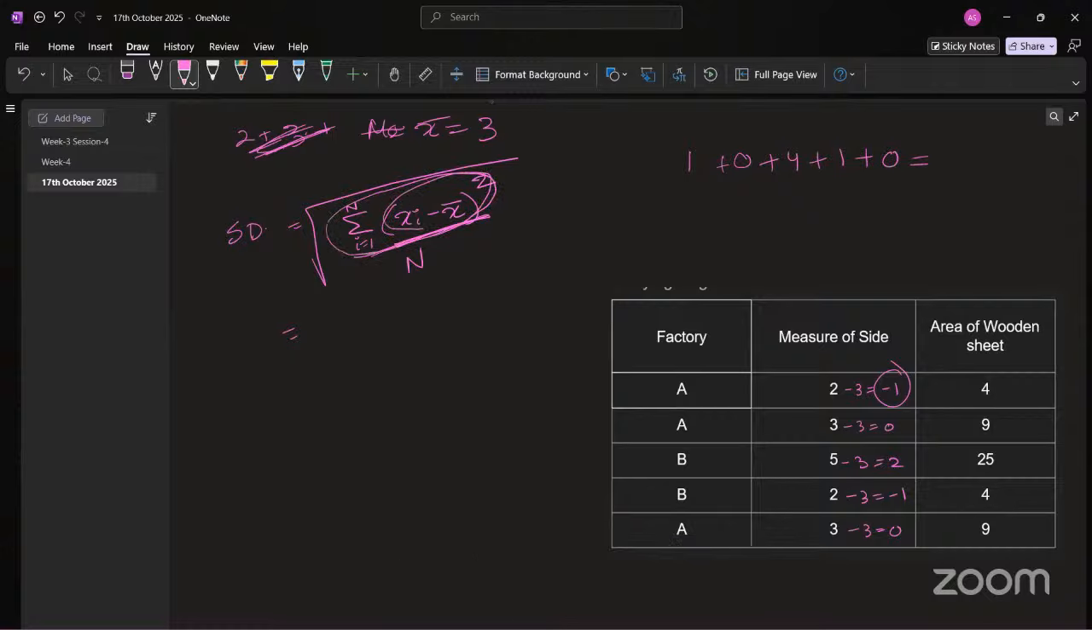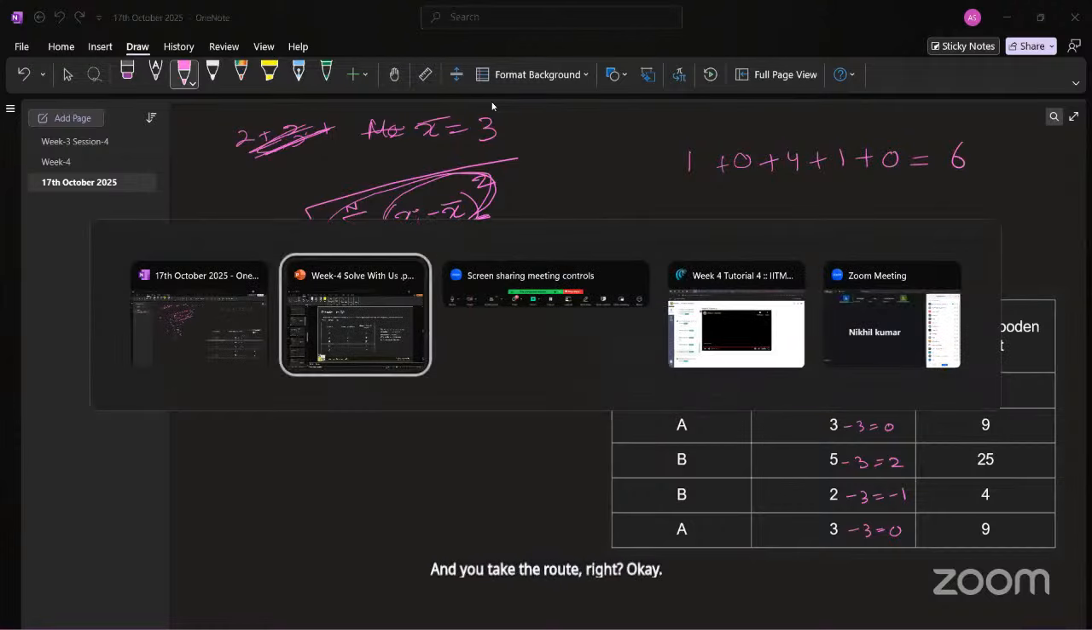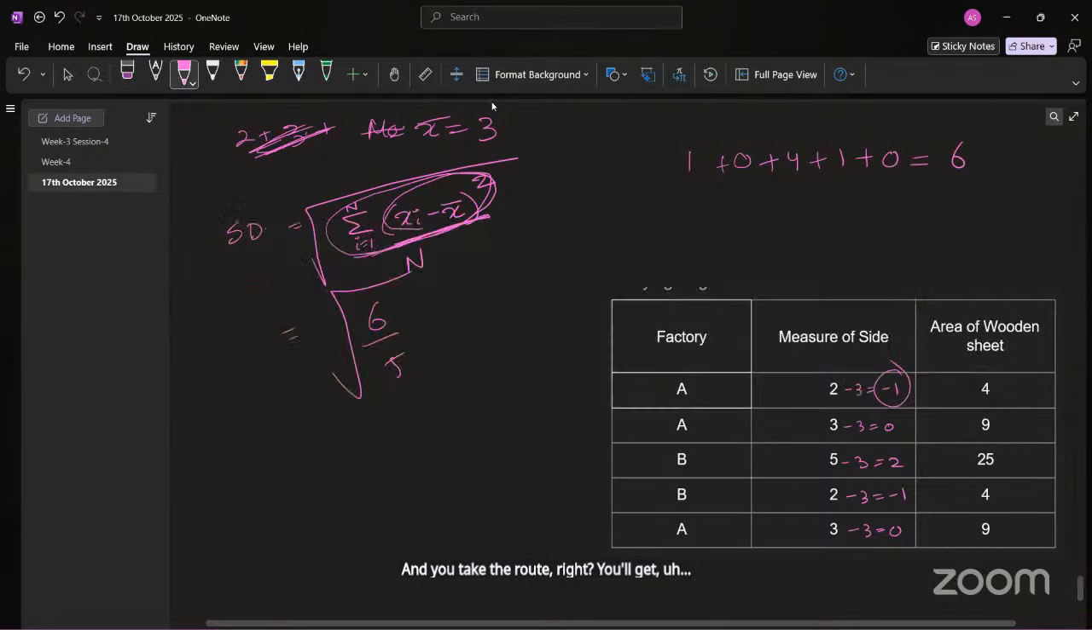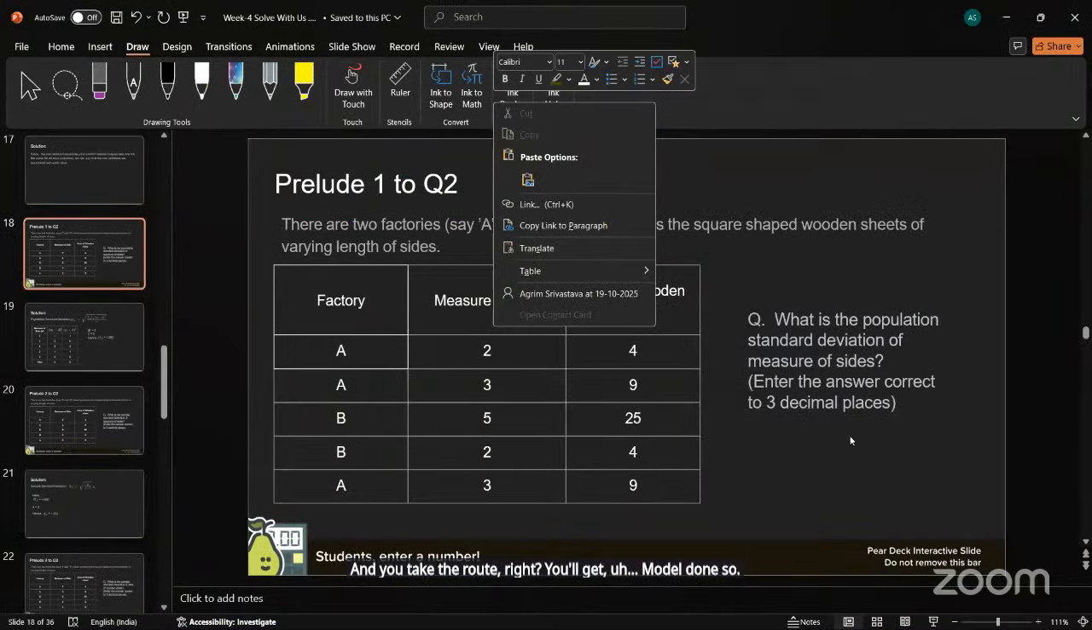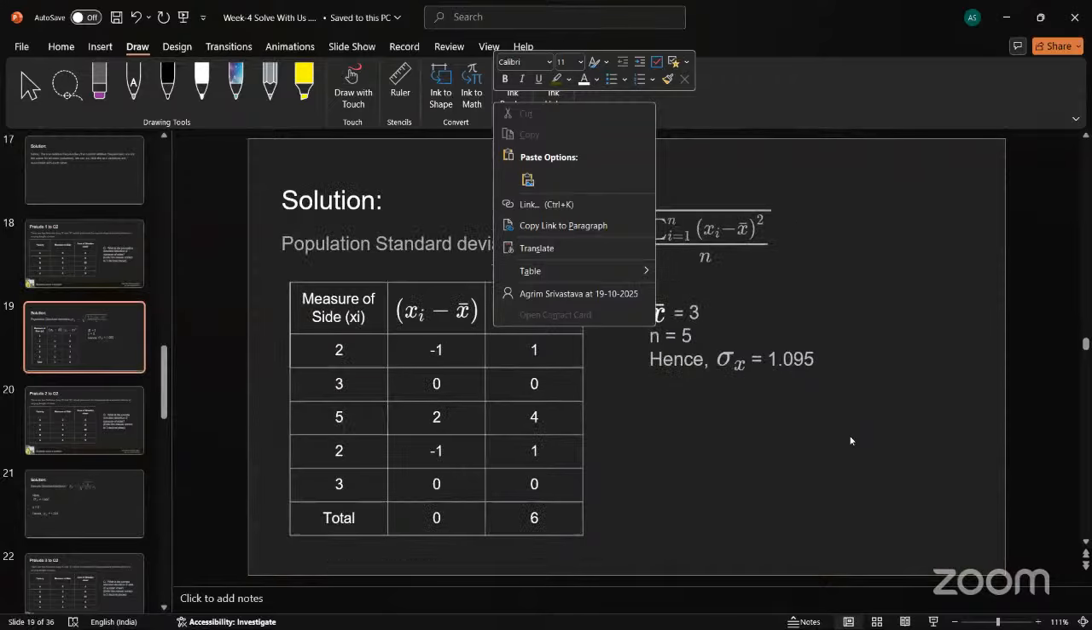The squares we have calculated. Now we are summing these up. You get 6, right? And 6 divided by n, and n is 5, right? And you take the root. You will get, what was the answer? 1.095. Okay.